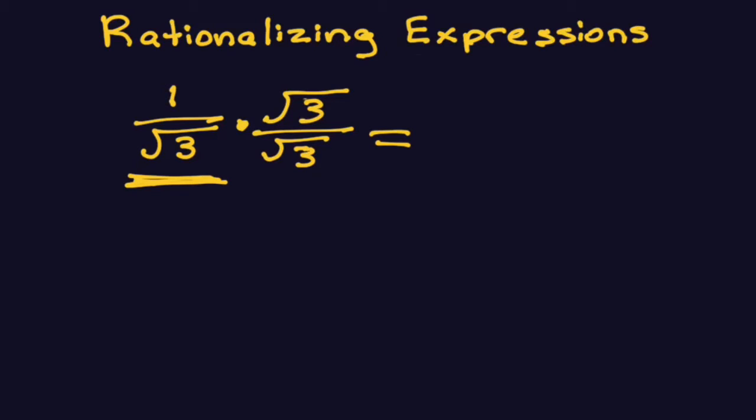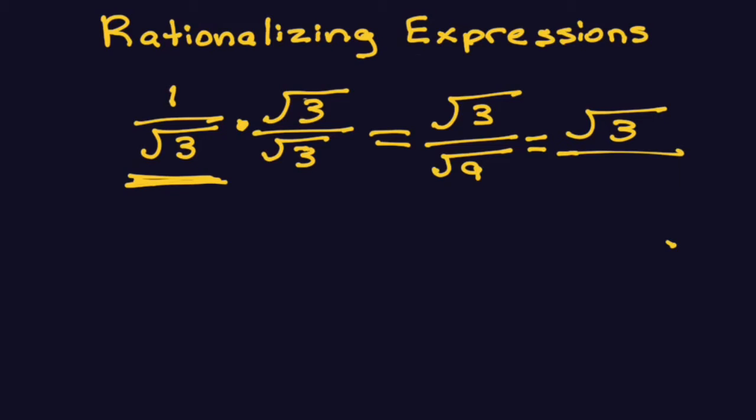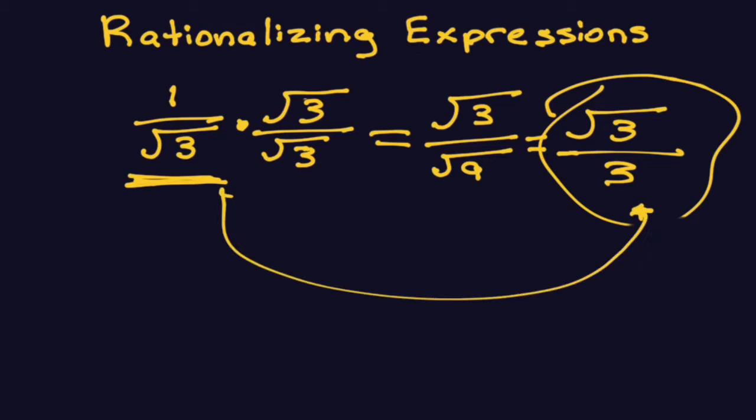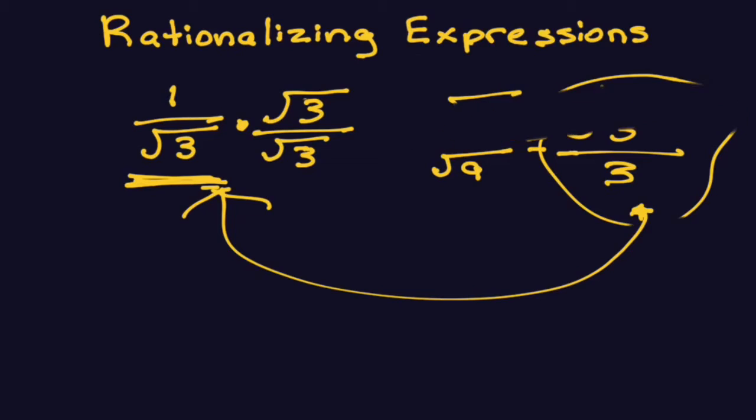So let's do 1 times square root 3, that's square root 3. And then square root 3 times square root 3 is square root 9. And I know square root 9 is still a square root, but square root 3 stays square root 3, but square root 9 is just 3, right? So now we have square root 3 over 3, and this is the same thing as the original, it's just rationalized. So that's what you're going to do if you have a fraction that's not rationalized.